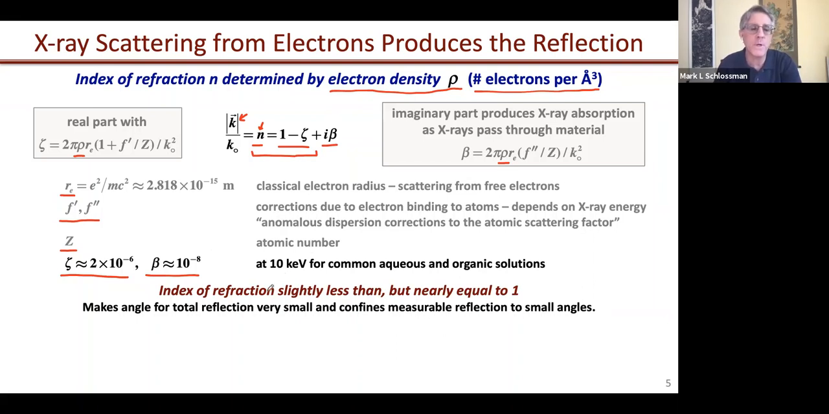This has a very important effect on reflection of X-rays from materials. It makes the angles for total reflection, which I'll discuss in a little while, very small. And it also confines measurable reflection to very small angles.